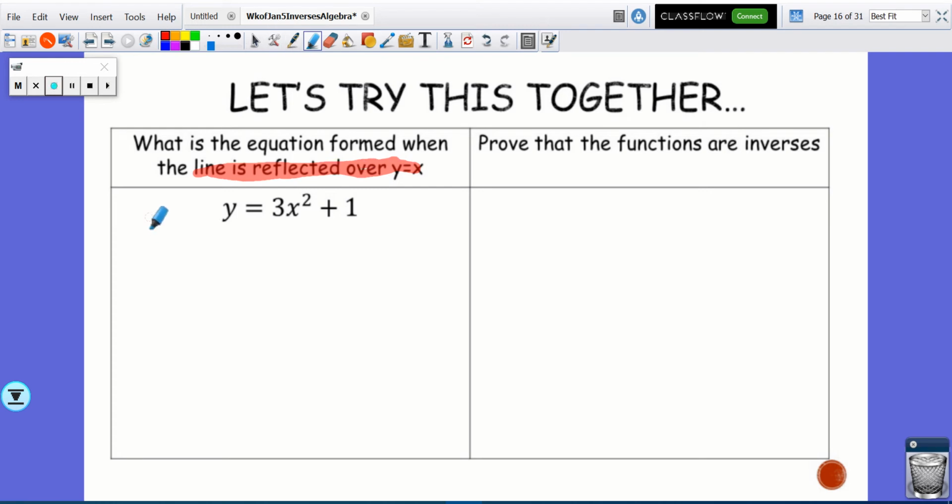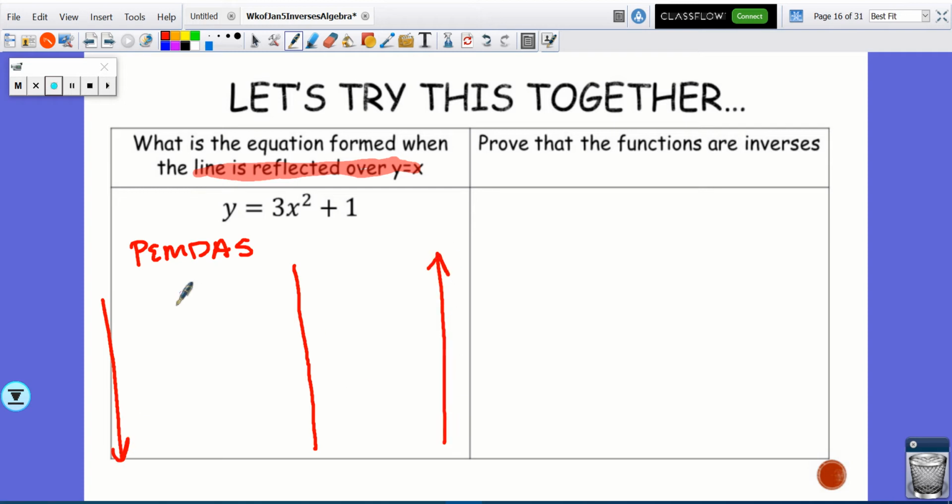So in this case, in class we talked about using Please Excuse My Dear Aunt Sally to help us figure out how to do this math to find the inverses. Here we're going to find out what's going on first, and then we find what's going up. First we look and see if there are any parentheses. No, there aren't any. Is there an exponent? Yes. So we're going to say squared is there.